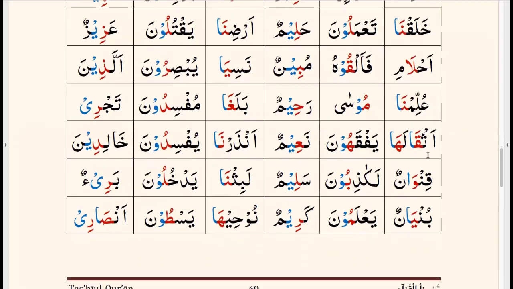Okay, let's have the next one. So this is a special one. It has 2 Alif Madiyahs. Athqalaha.